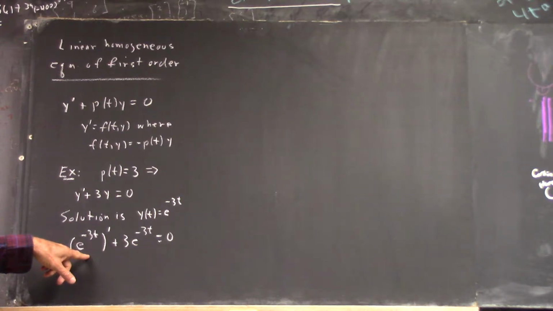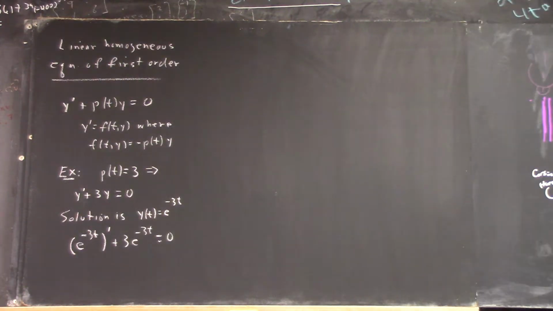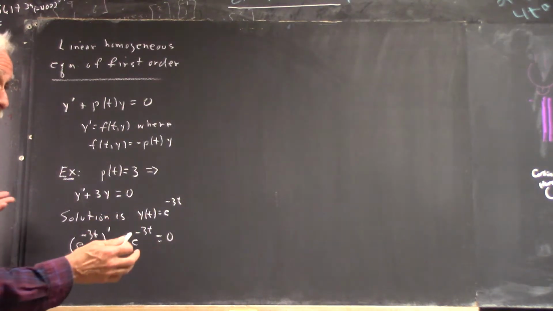What is it? It stays the same if it's just... Sorry? It doesn't stay the same. It's negative 3 e to the negative 3t. Well, it's chain rule.